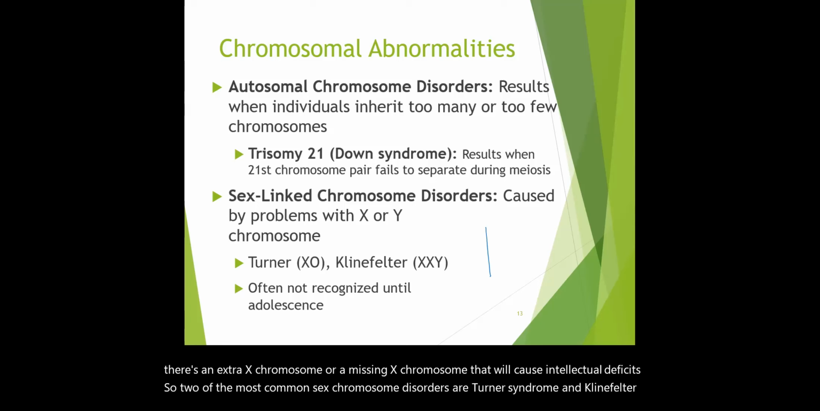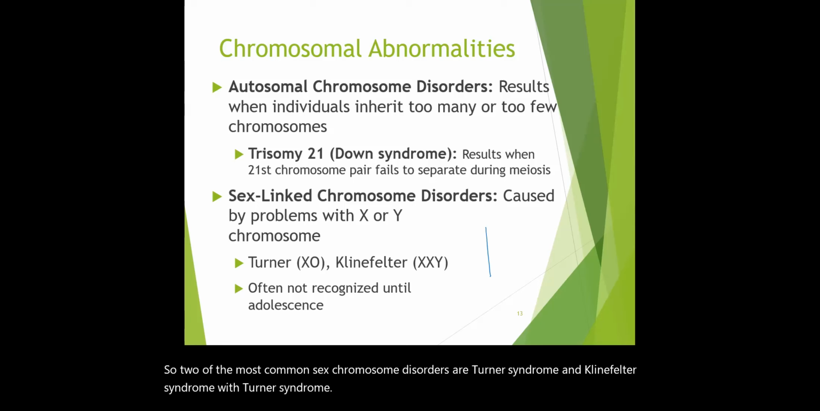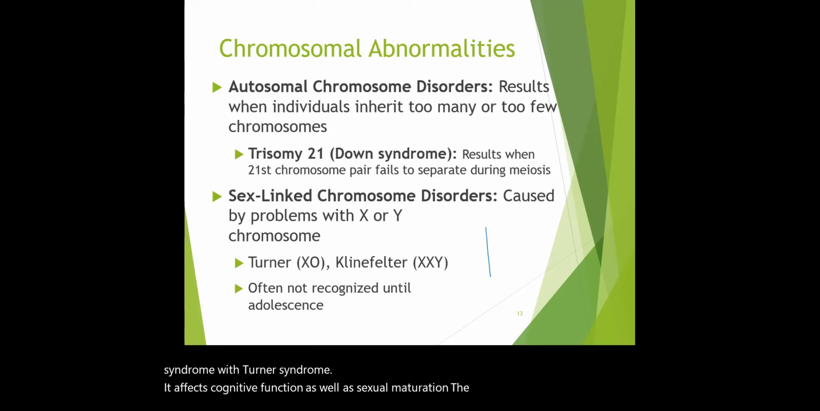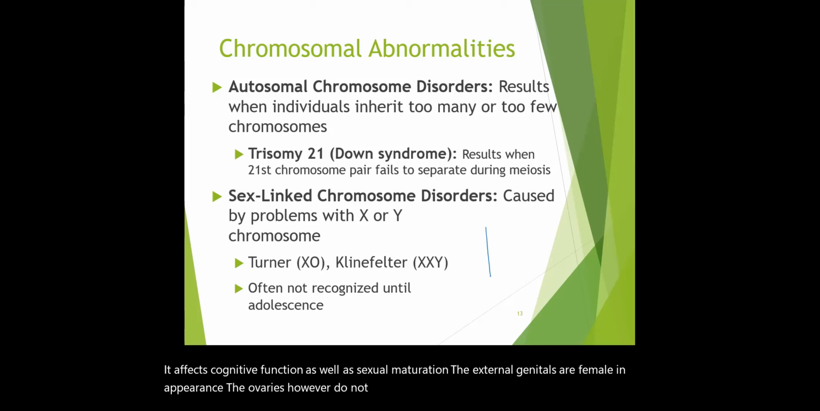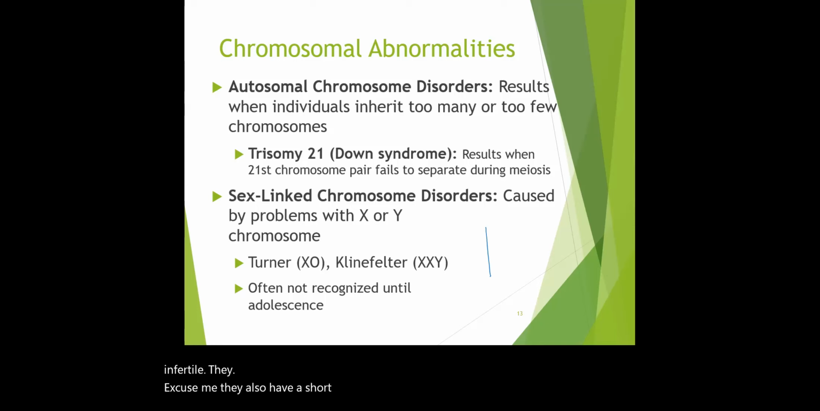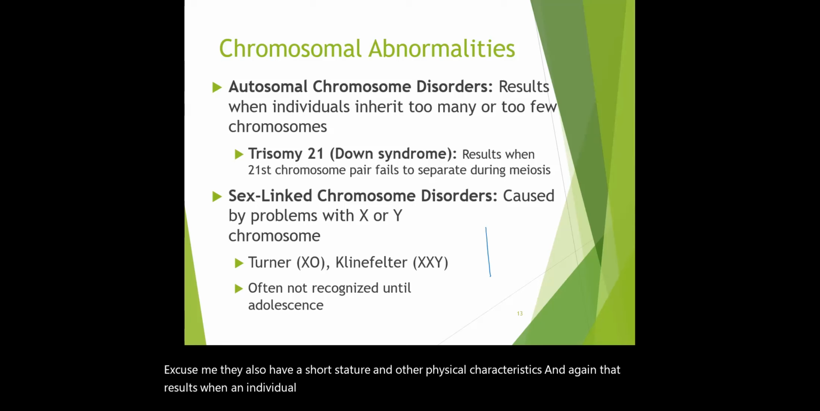So two of the most common sex chromosome disorders are Turner syndrome and Klinefelter syndrome. With Turner syndrome, it affects cognitive function as well as sexual maturation. The external genitals are female in appearance. The ovaries, however, do not develop. So individuals with Turner syndrome are infertile. They also have a short stature and other physical characteristics. And again, that results when an individual has one X chromosome and that's it, no other sex chromosome. So that's an X and a naught.